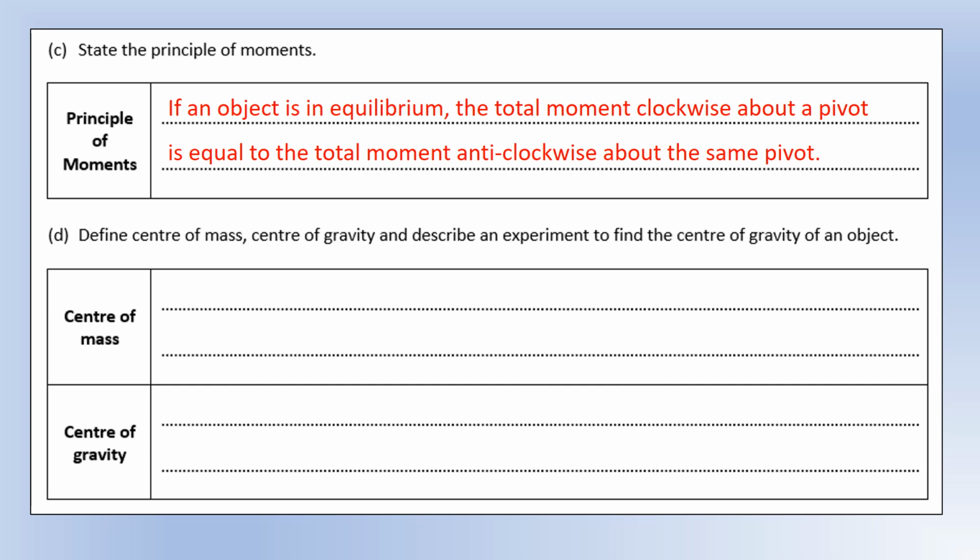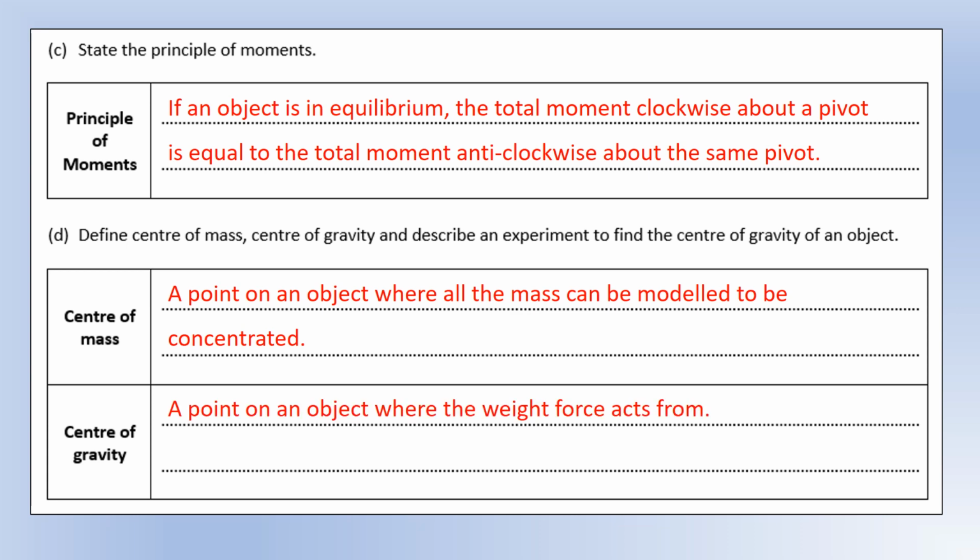Moments is very often tied up with finding center of mass and center of gravity. Center of mass is the point on an object where the mass can be modeled to be concentrated, so all the mass is at one point. Center of gravity is the point we consider the weight force acting from. Most of the time, those two are exactly the same location, because most of the time we're in what we call a uniform gravitational field, where the field strength is constant.